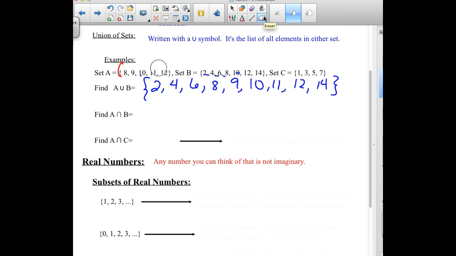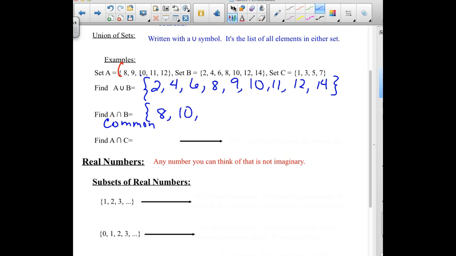We'll clean this up a little bit here so we can reuse them. All right, the second one asks us for the intersection of A and B. That means we need to find what is common, all right? What are those elements that they both contain? And when we looked through before, we said they both had an 8, they both have a 10, and they both have a 12. So we're going to list all three of those.